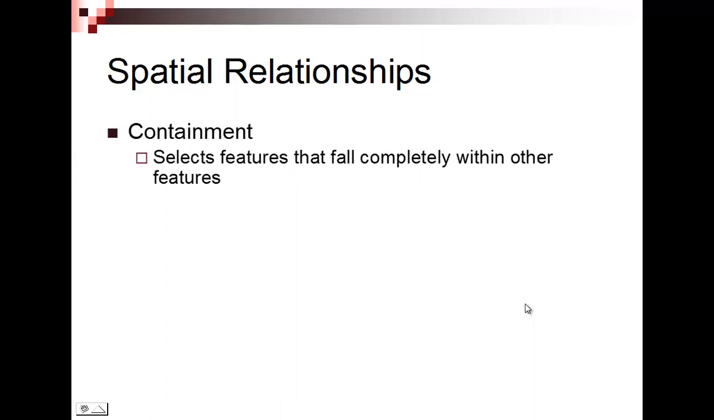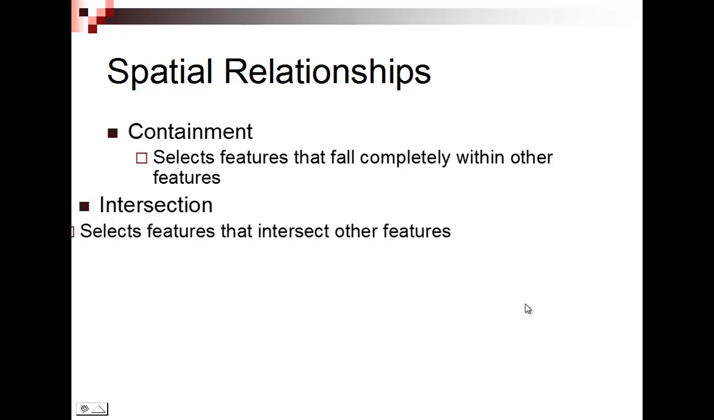To me, the most powerful thing is spatial relationships. The different types of spatial relationships that we have are containment. Things fall within other things. Points fall within a polygon. How many crimes occurred within this census tract here? This is very powerful. Intersection.